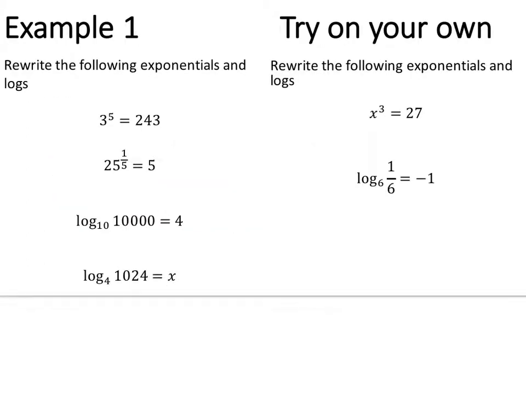So the first part of this lesson is just being able to take an exponential and rewrite it as a logarithmic. So the base of my exponential in this first example here is 3. So that means I'm going to have log base 3. The output 243 is now my input, and the input of 5 is now my output. So everything just switches places.